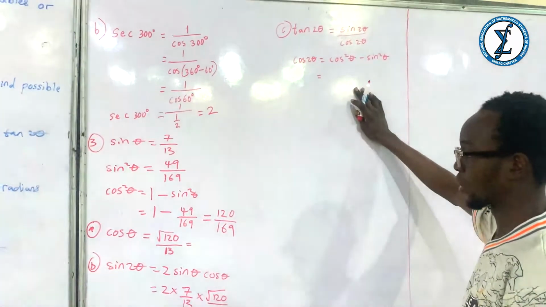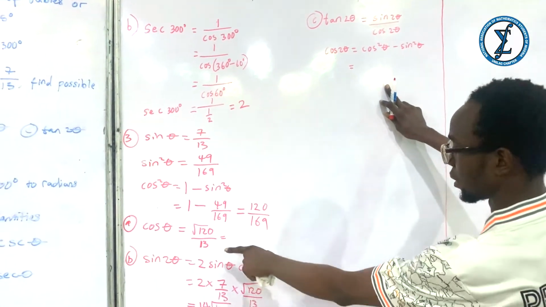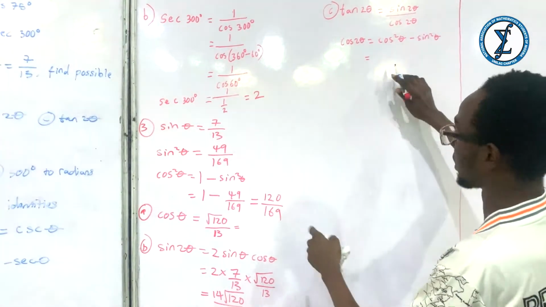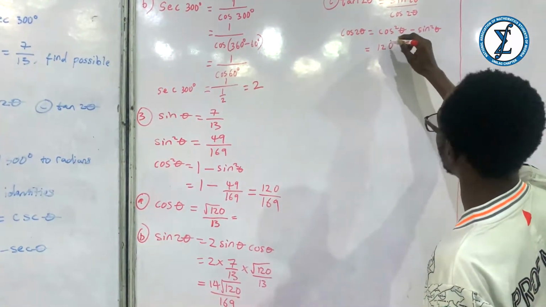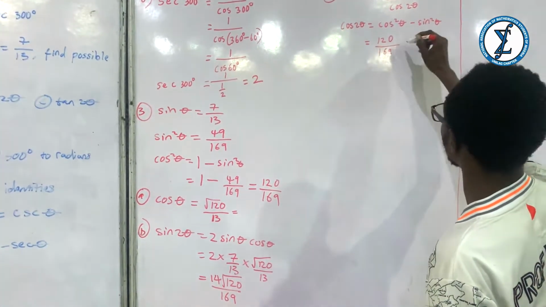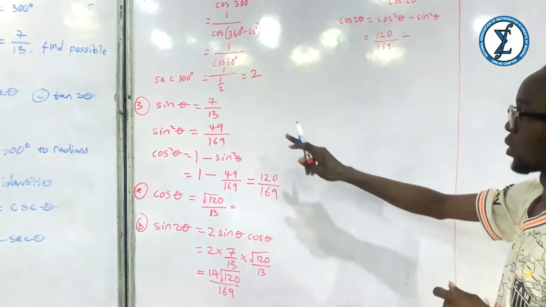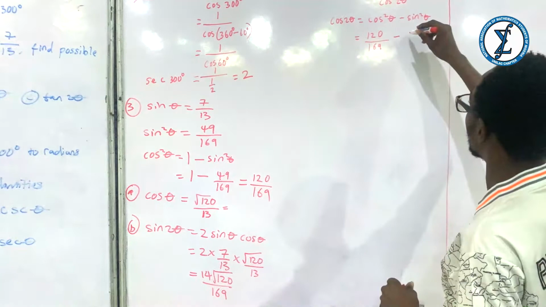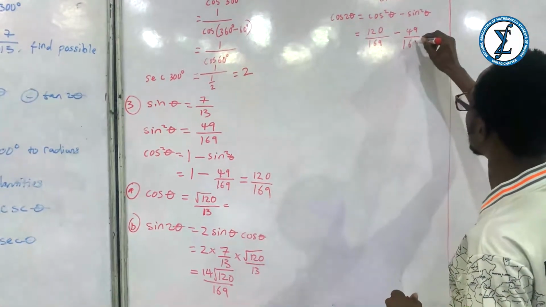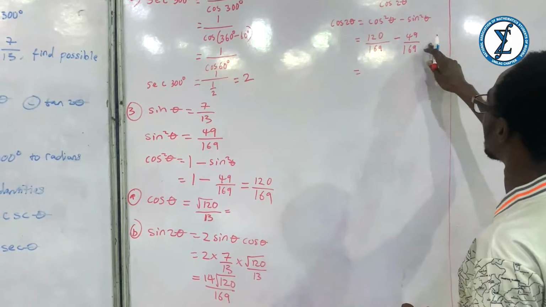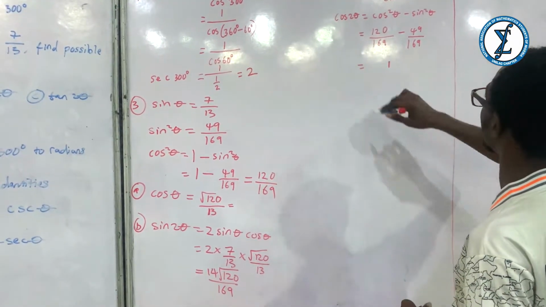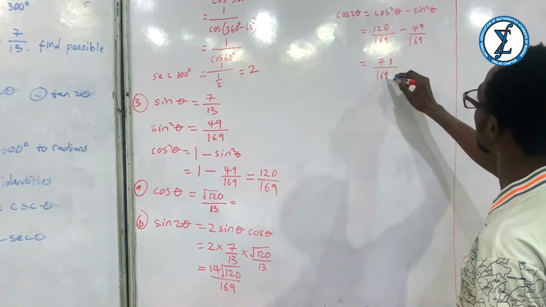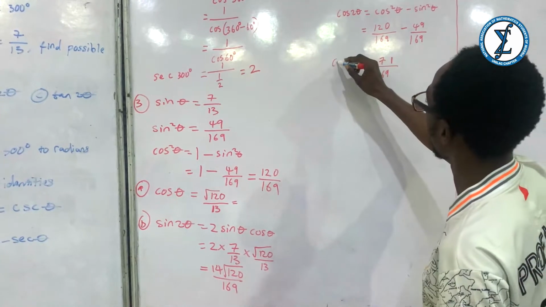And what is our cos square theta? Our cos theta is root 120 over 13. So cos square theta would be just 120 over 169. Then our sine theta was given 7 over 13. So our sine square theta would be 49 over 169. And so when we evaluate this, we have 71 over 169. So this is our cos 2 theta.